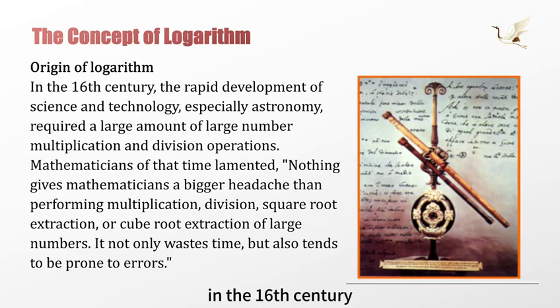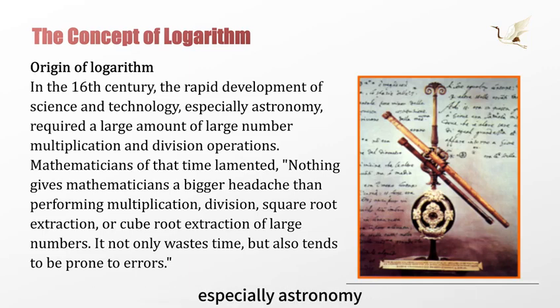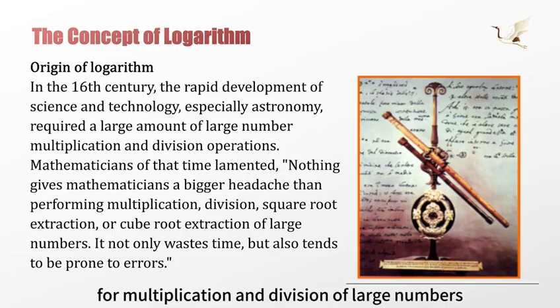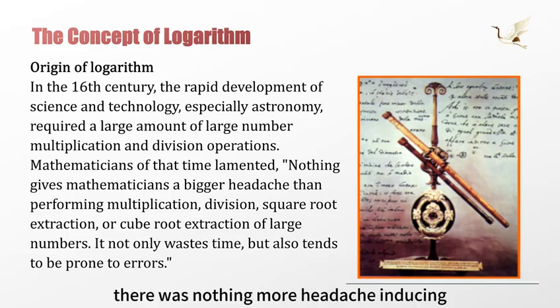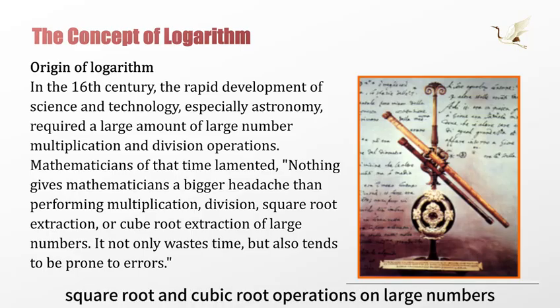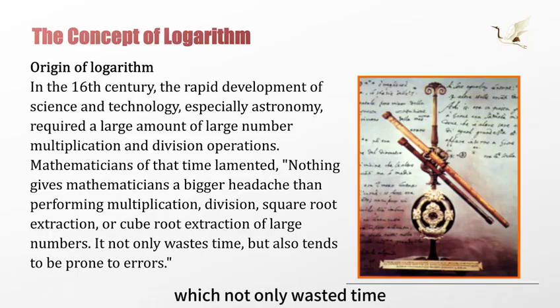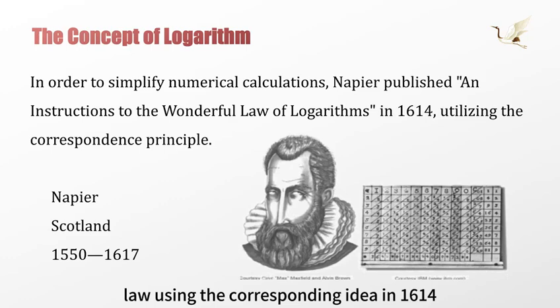In the 16th century, the rapid development of science and technology, especially astronomy, required a large amount of calculations for multiplication and division of large numbers. At that time, mathematicians lamented that there was nothing more headache-inducing than multiplication, division, square root, and cubic root operations on large numbers, which not only wasted time but were also prone to errors. In order to simplify numerical calculations, Napier published a book on logarithms using the corresponding idea in 1614.